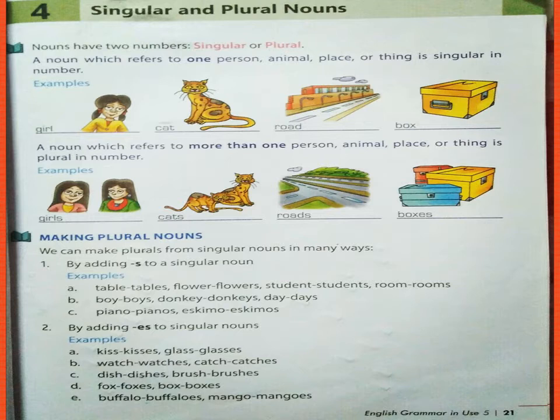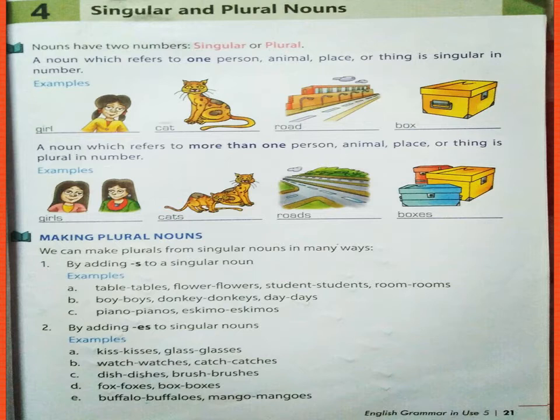Singular and plural nouns. Nouns have two numbers, singular or plural. A noun which refers to one person, one animal, one place or one thing is singular in number. So example, you can see, children, there is one girl over here. We call her as girl. One cat, cat. One road, road. And one box, that's called as box. So when you have one of any kind of noun, only one in number, that is called as singular noun.